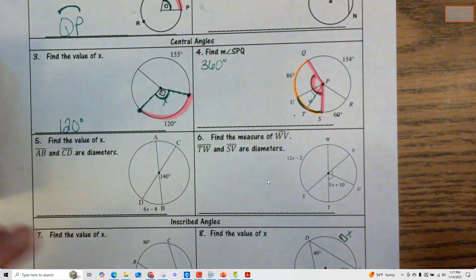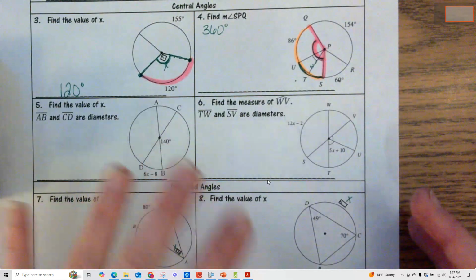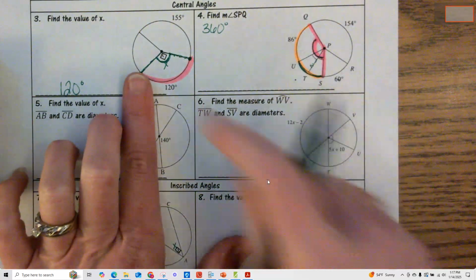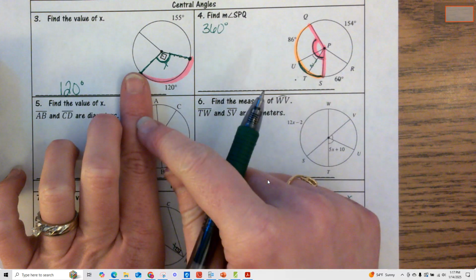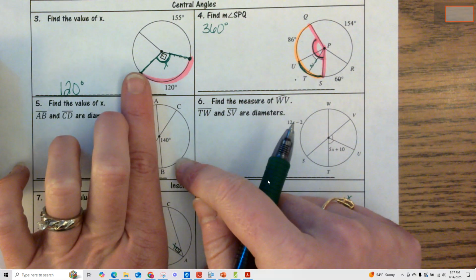All right, diameters. Diameters go all the way across the circle, and they also cut the circle in half. Okay? So if all the way around is 360, what's halfway around the circle going to be? How would you find it?